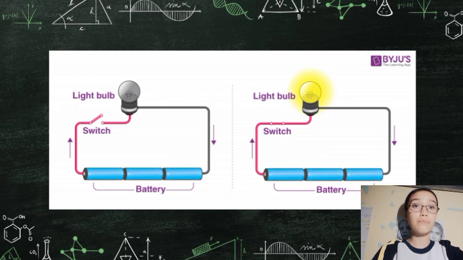Next is our light bulb. It acts as a load, consuming the electrical energy and converting it into light and heat. Next are the wires. The wires act as conductors, allowing electrons to flow freely through them. And lastly, the switch, which creates a gap in the circuit, allowing us to control the flow of current by opening or closing the circuit.